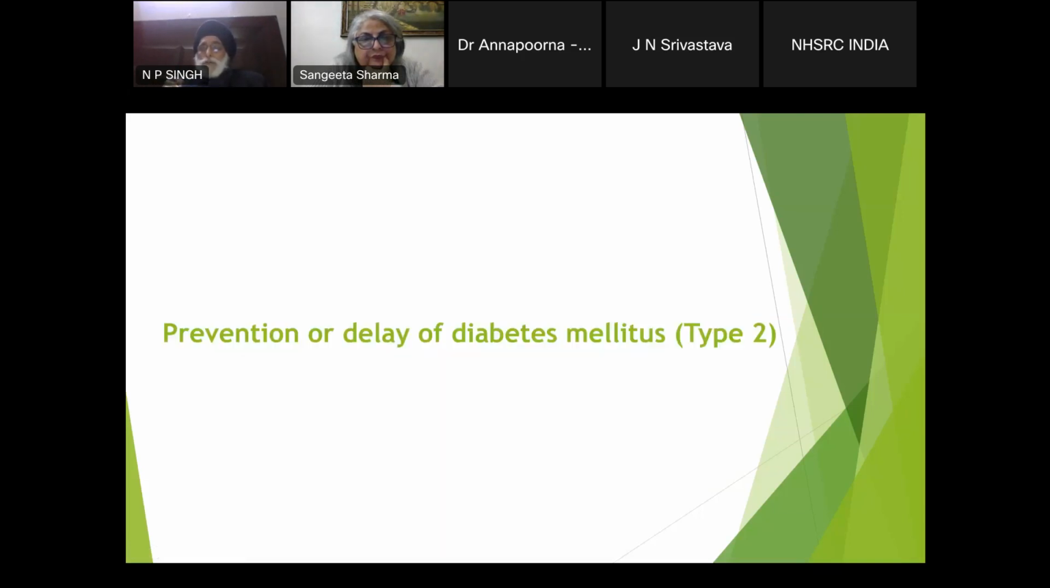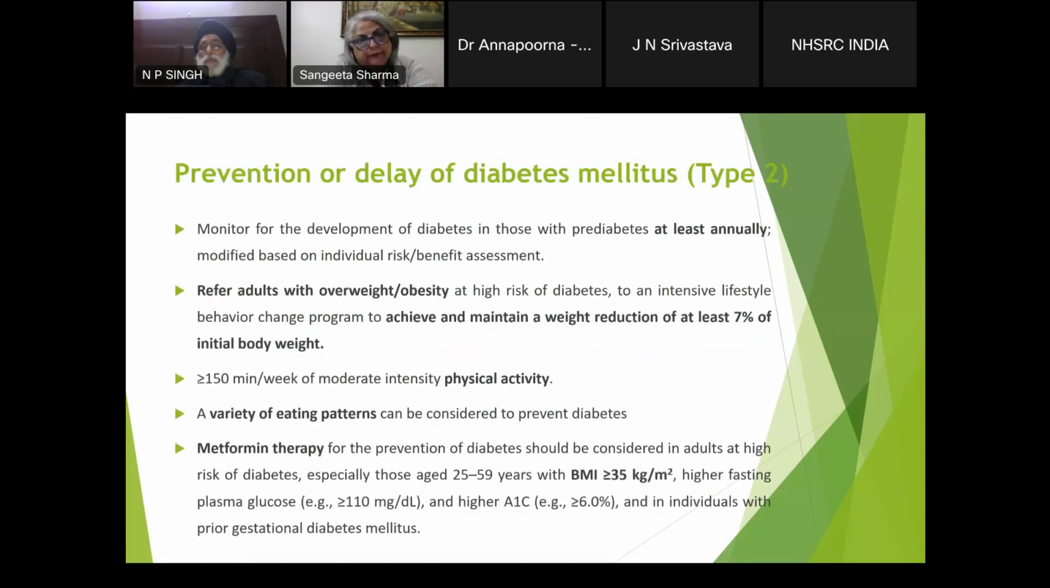Now, having talked about the epidemiology and the diagnosis, my next focus is trying to prevent or delay the onset of type 2 diabetes. It is very important that we monitor for development of diabetes in those who have pre-diabetes, at least annually, based on the risk and benefit assessment. So a person whose blood sugar is between 100 and 120, don't leave them alone. Don't tell them that you don't have diabetes, don't worry. No, we must try to monitor them regularly.